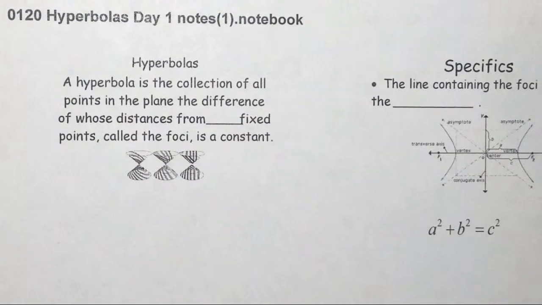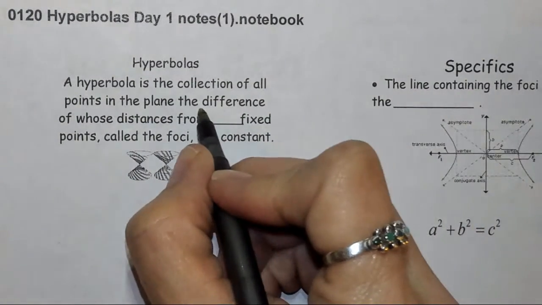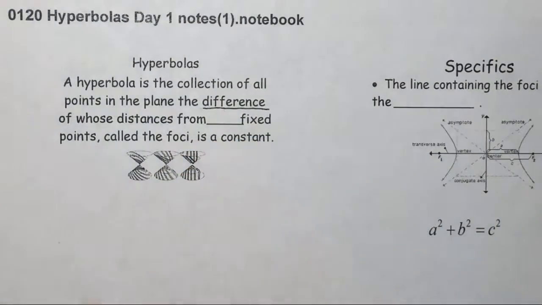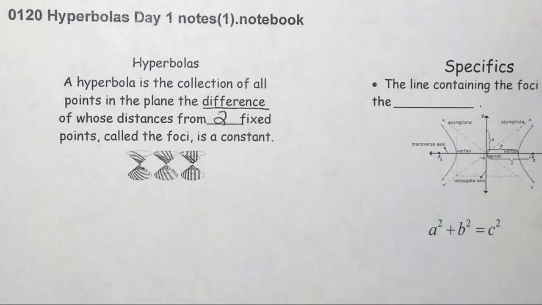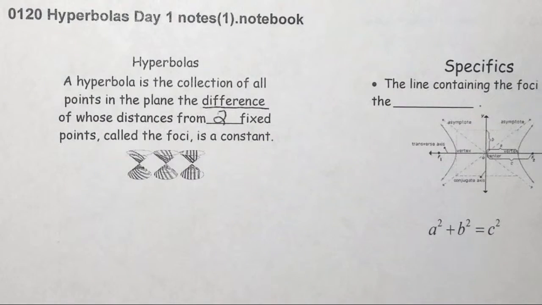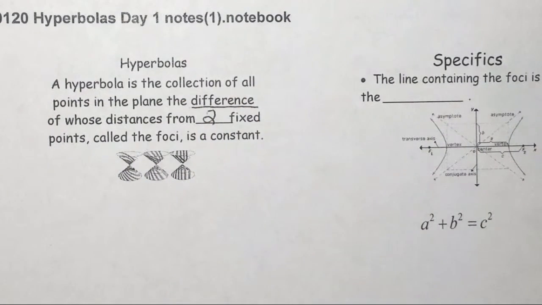Okay, so definition for a hyperbola. A hyperbola is a collection of all the points in a plane that have the same difference, whose distance is from two fixed points called the foci. So instead of adding, what are we doing today? Subtracting. That's why we're going to use the word difference. And we're still going to be from two fixed points called the foci. Are we good there?